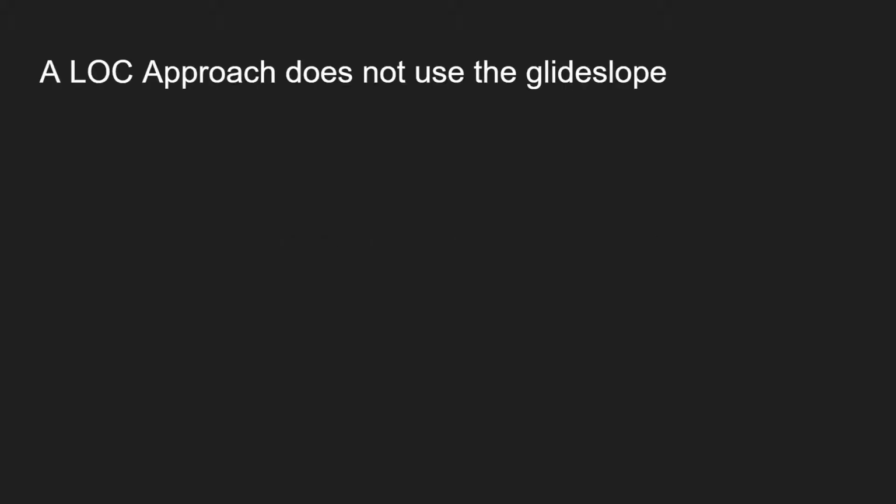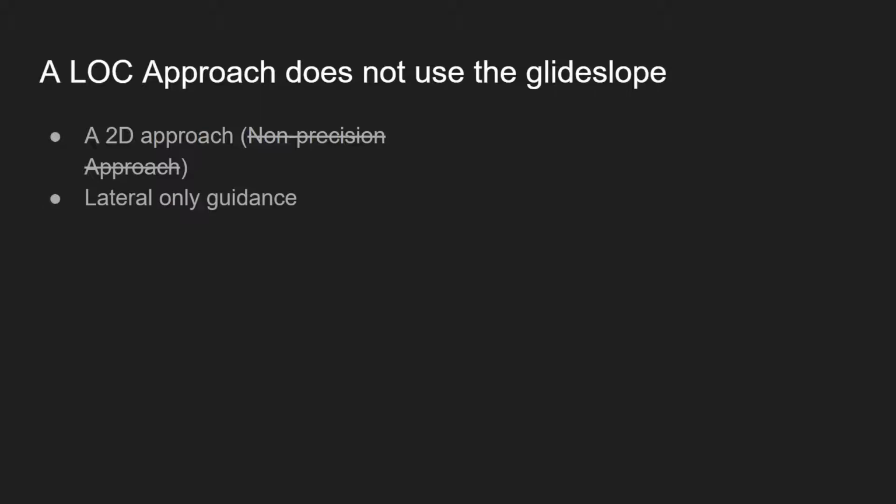So a localizer approach does not use the glide slope. So it's a 2D approach. It's a non-precision approach, okay? Like an NDB approach, like a VOR approach, it's a non-precision approach. So there's lateral only guidance. So from this, how are we going to determine if we're on the right glide path?